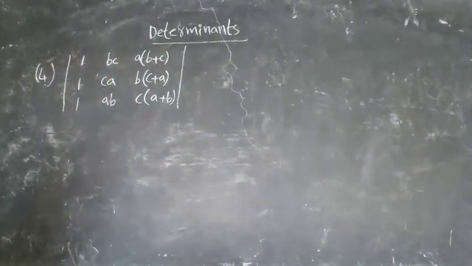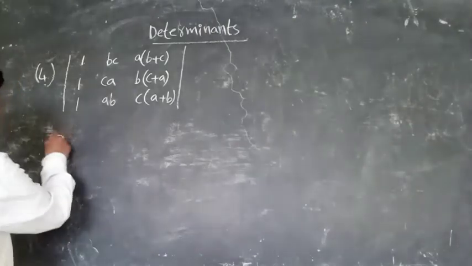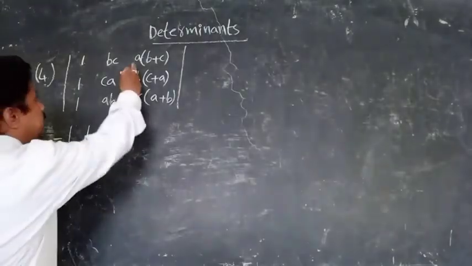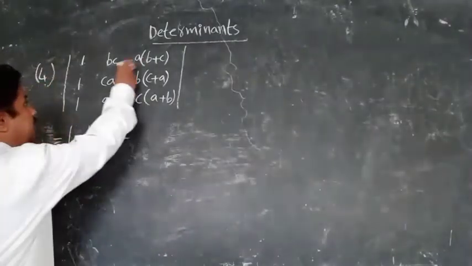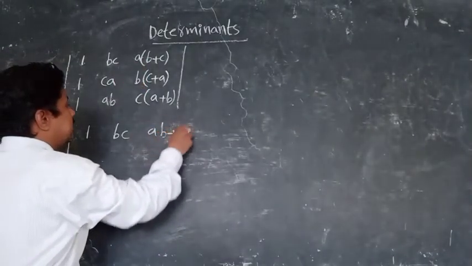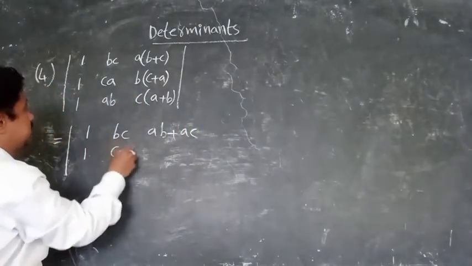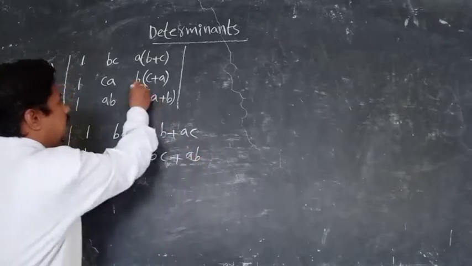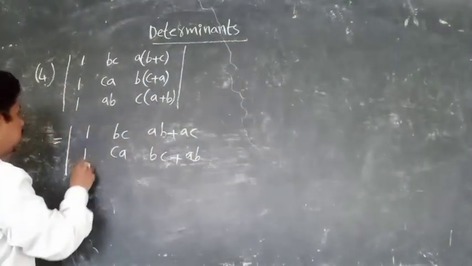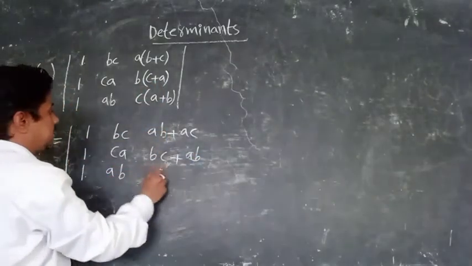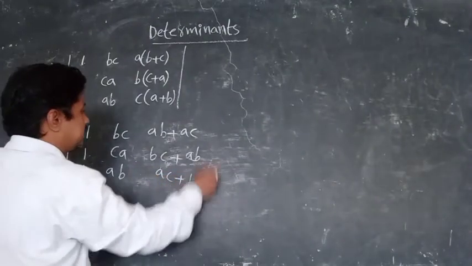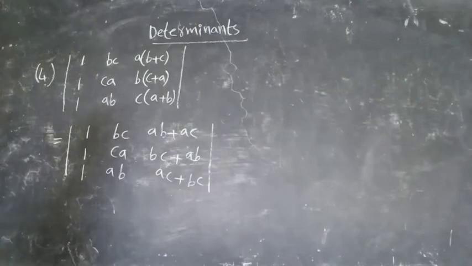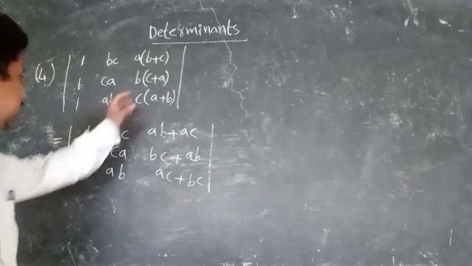Okay, how it will be seen. See, 1 BC, multiply these two things: A into B, AB plus AC. This one, 1 CA, BC plus AB, BA or AB both are same. 1 AB, AC plus BC. Okay, like that we have to write. Okay, 1 BC.